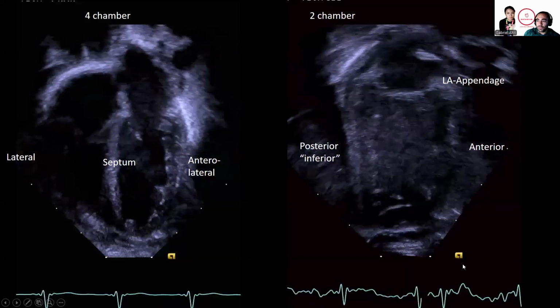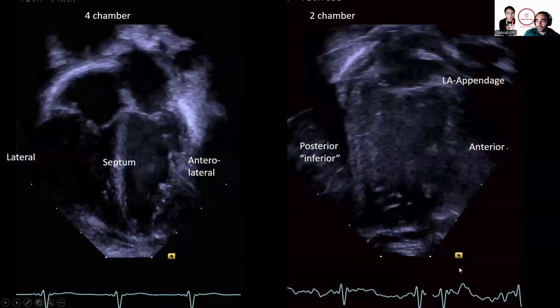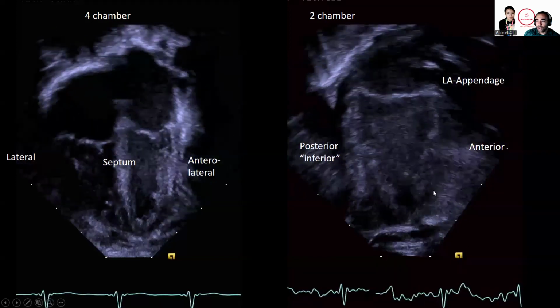So in this 2-chamber view, you can see the cursor, and the cursor is marking your anterior wall.